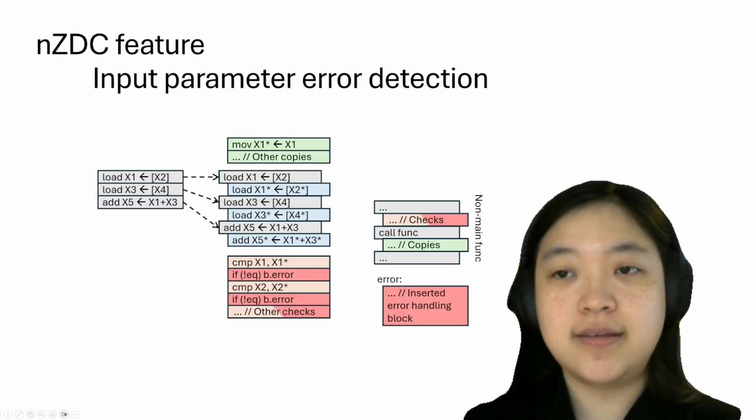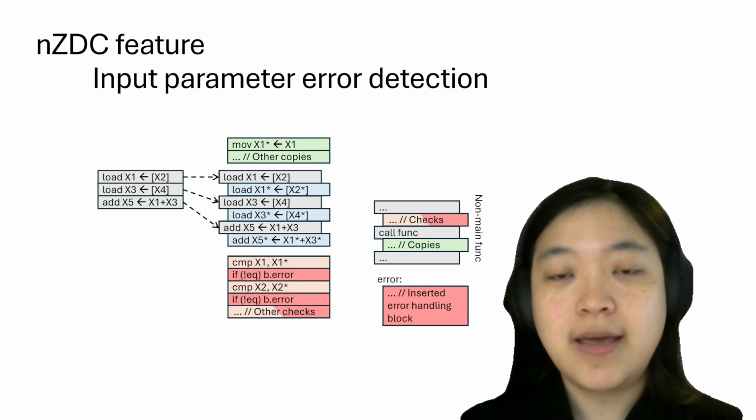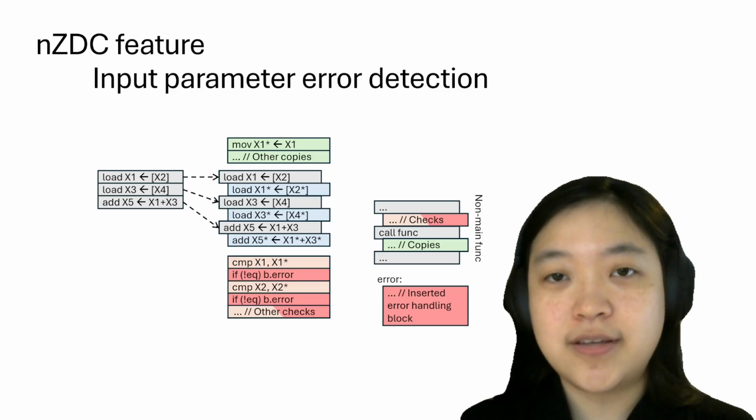In nZDC, shadow registers are not set up at the beginning of a function except for the main function. This is because if there were copies and an error were to happen after the check before the function call, but before the value is copied in the beginning of the function call, then that error would have propagated to the shadow registers as well. By removing the copy in functions other than main, we ensure that we can detect any errors on the input parameters.